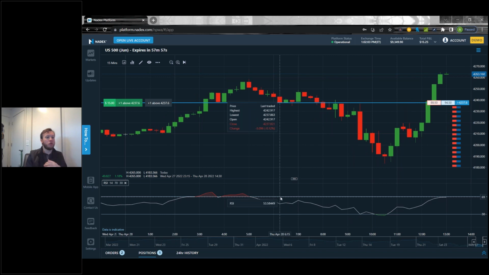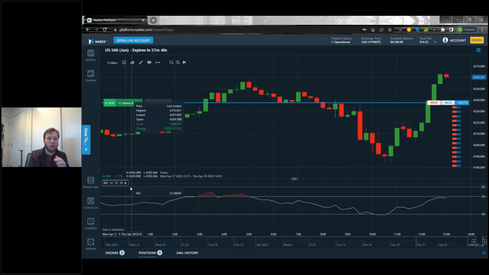You want to be looking for periods where it's going over 70 and giving you an overbought signal, telling you that the market may be moving in a downward direction, or you want to be looking at periods where it's under 30 and giving you an oversold signal and that the market may be moving in an upward direction after that point.